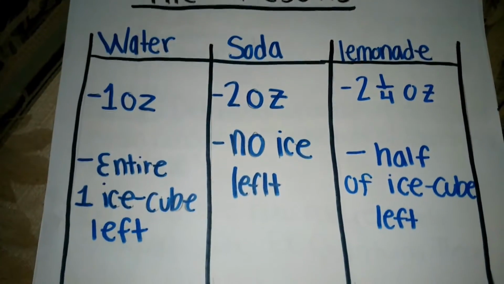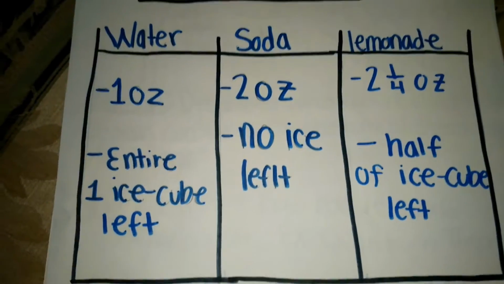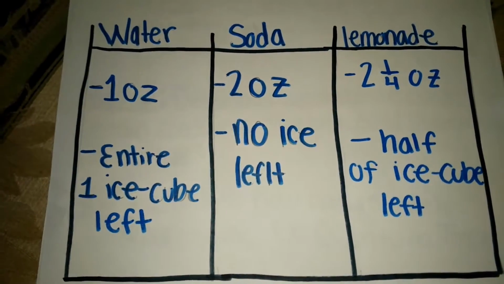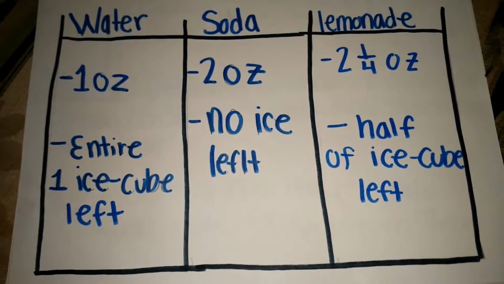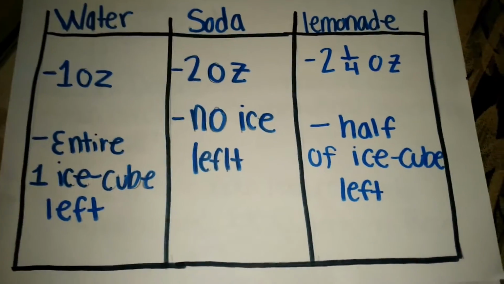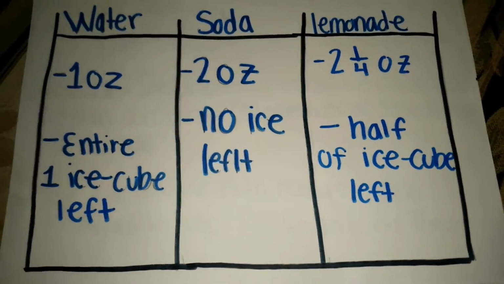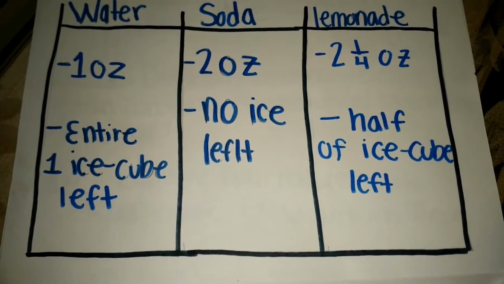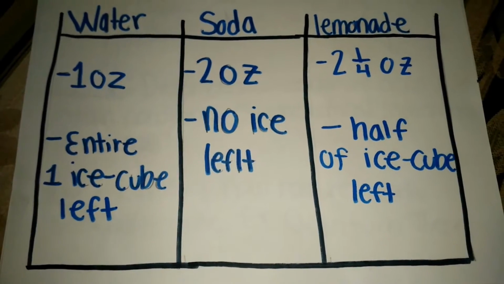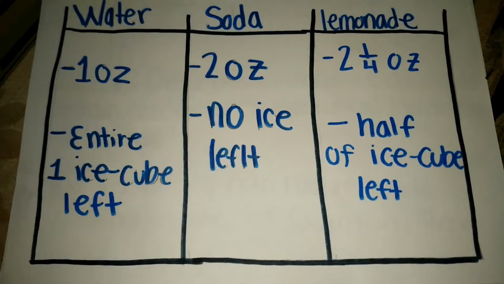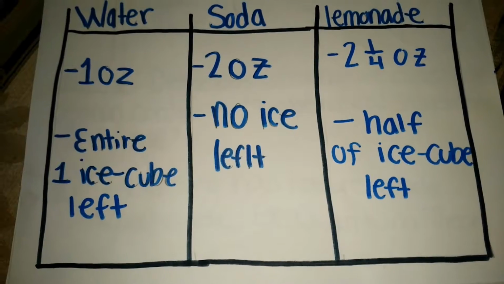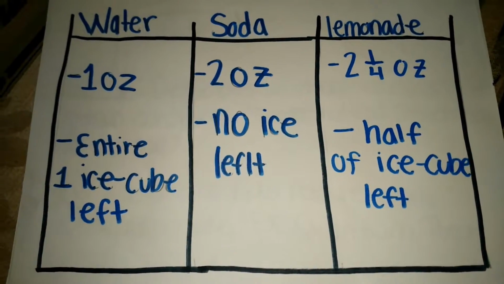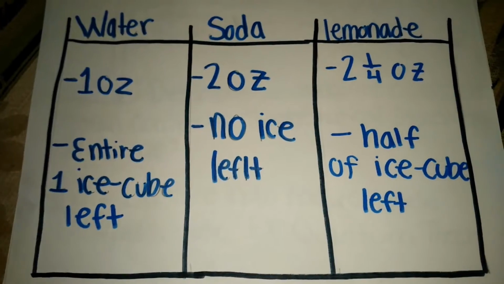Okay, the results are in. We measured everything. For the water, there was an entire ice cube left, and only 1 ounce of water was actually melted. For the soda, there was no ice left, so the 2 ounces of soda was completely melted. And for the lemonade, there was half an ice cube left, but 2.25 ounces of lemonade was melted. So our hypothesis was actually wrong. The soda ended up melting the fastest in the 1 hour that we gave it, and the water ended up melting the slowest. We think this is because the soda had a lot of air pockets in it. So this concludes our analysis of our experiment.